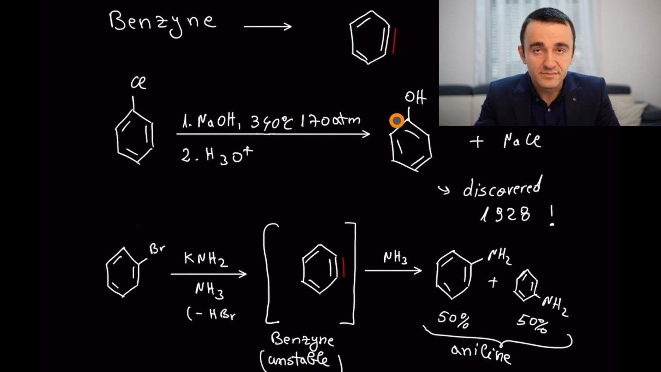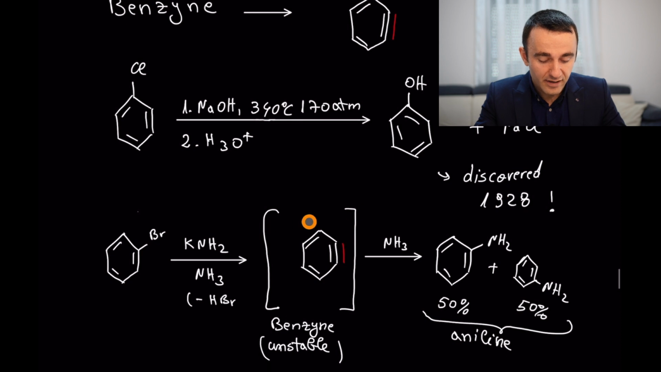This method is industrially used and was discovered in 1928, early times. But if you carry out this reaction with potassium amide in ammonia solvent, you can form aniline. And if you label here carbon-14, a radioactive carbon, it is observed that you have a symmetrical formation in both positions. But this compound is not stable. Even if we treat this compound with water, it's going to form phenol, okay?